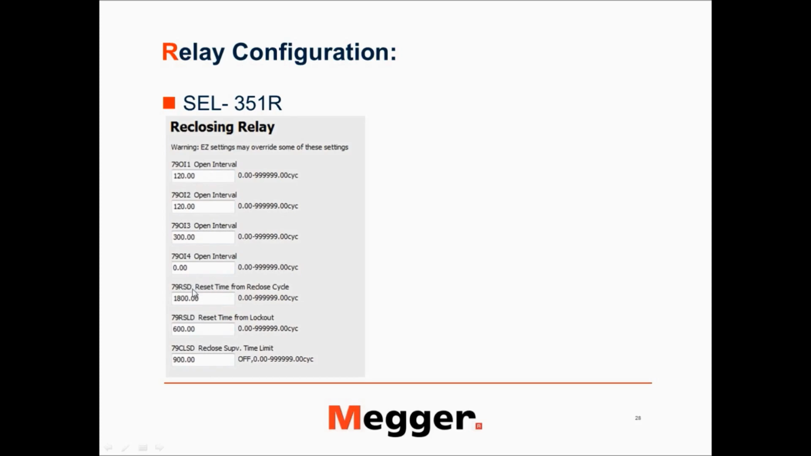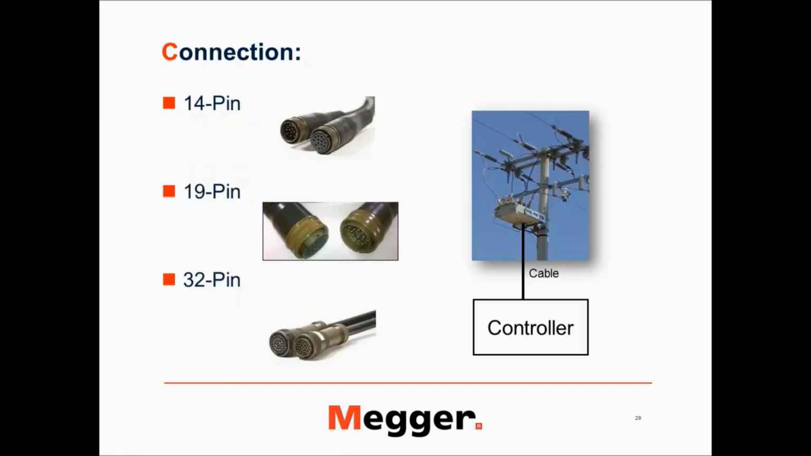The 79 RSLD means reset time from lockout. So after I locked out and after I cleared all the faults and manually closed the circuit breaker, it should remain closed for at least 600 cycles to get out of that reset phase. The reclose supervision time limit, that's the 79 CLSD, that's the reclose supervision time. I'm going to keep moving forward, but if you have any questions, you can always give me an email and I'll explain that to you. I'm running out of time.